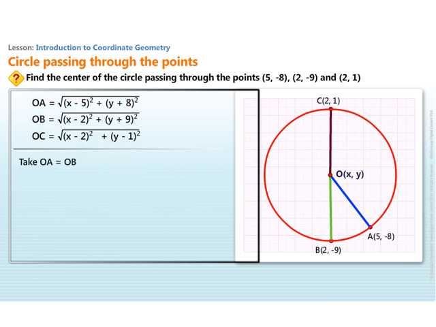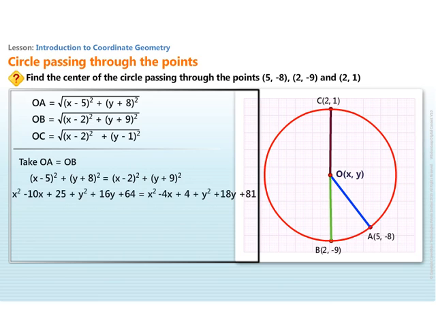Consider the relation OA is equal to OB. Substituting the equations for OA and OB, we get (x minus 5) whole square plus (y plus 8) whole square is equal to (x minus 2) whole square plus (y plus 9) whole square. On simplification, we get 3x plus y minus 2 is equal to 0, equation 1.